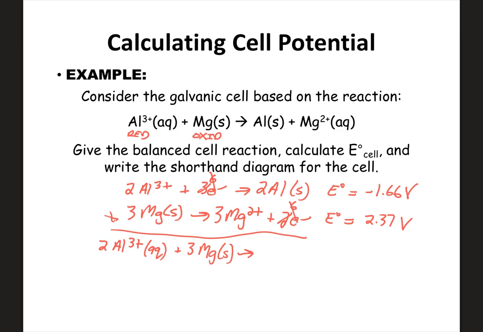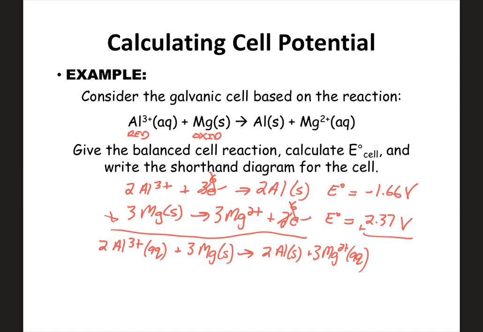Going to the 2Al solid plus the 3Mg2+ aqueous here. So this is my overall balanced cell reaction here. It's completely balanced. You can check it if you need to. The charge is balanced. Everything's good. Now I'm ready to calculate the E naught.